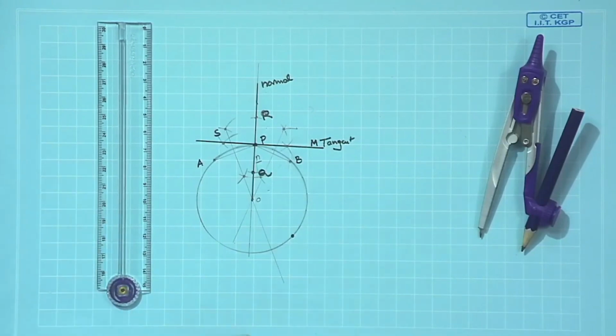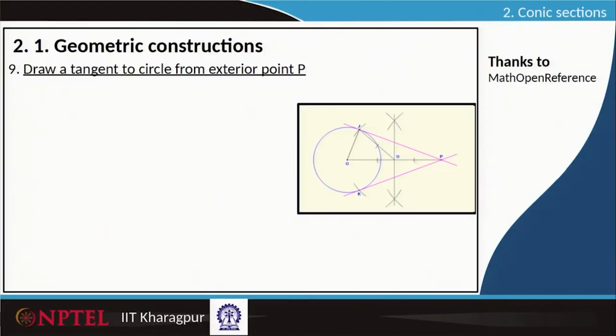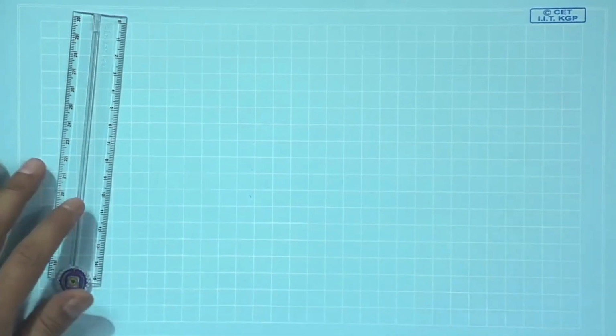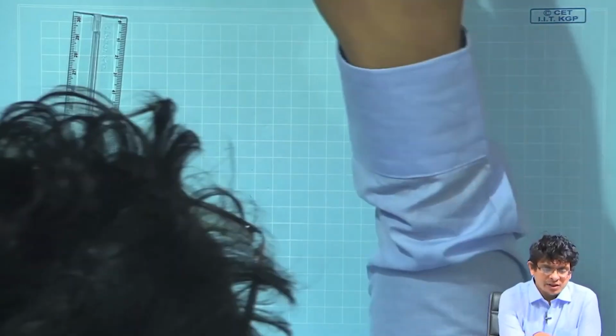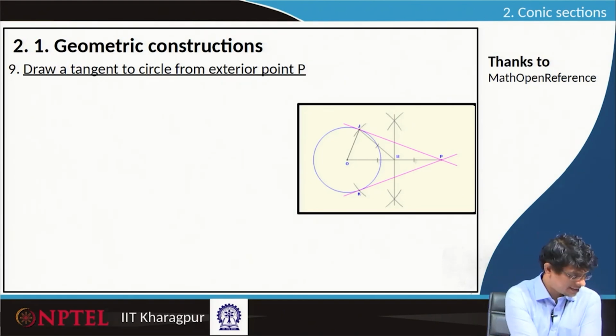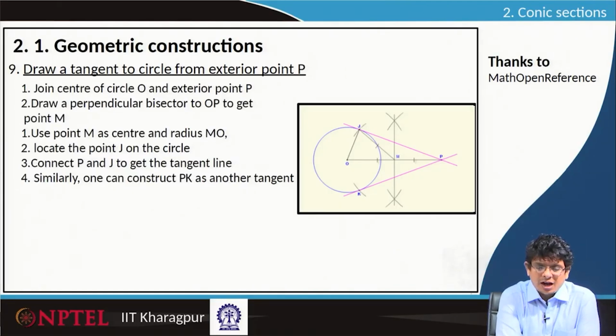Let us look at the second problem. How to draw a tangent to a circle from an exterior point P. So, here what is given is there is a circle having a center O, passing through points J and K with specified radius, and there is an external point P. From point P, one has to draw a tangent passing either through J or through K.